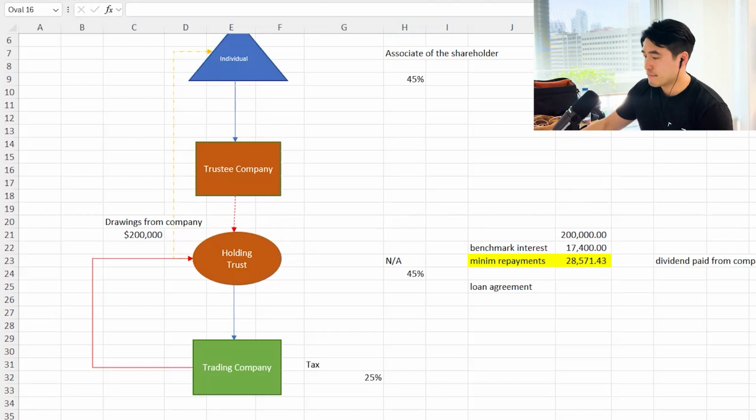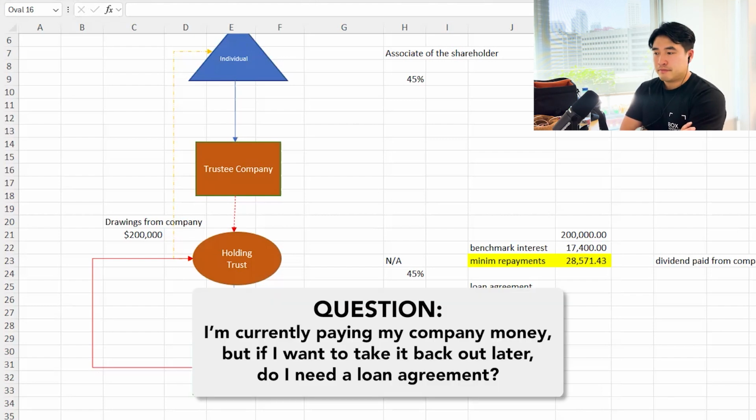Just maybe two quick questions. One, how about the owner's deposits, like for bootstrap companies? So it's the other way around. I'm paying the company money and I want to take it later. Do I need a loan agreement for that?